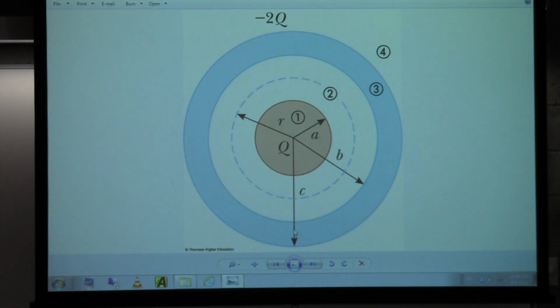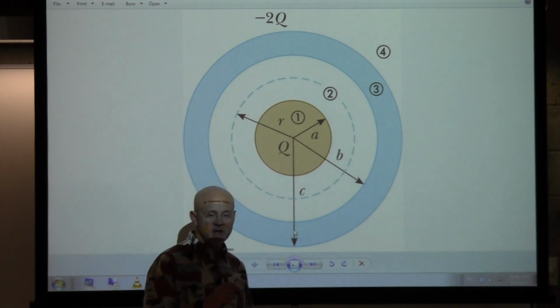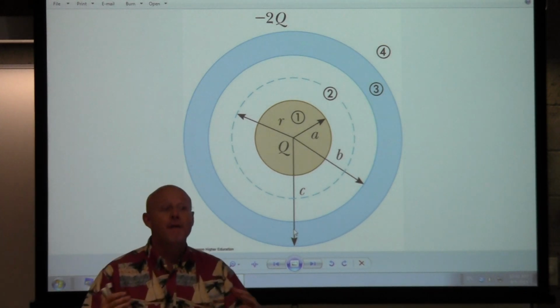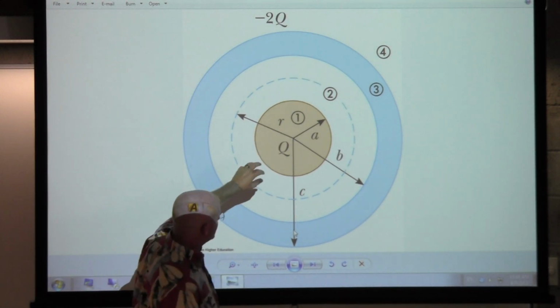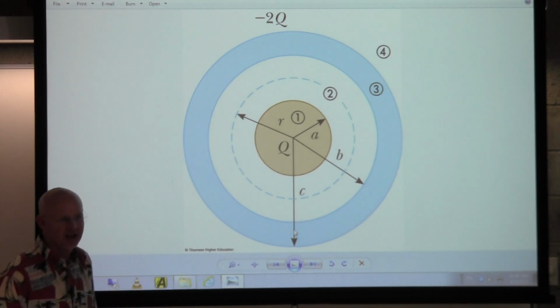Here we have a ball of charge Q, uniform charge inside the ball of radius A. That's the stuff we just did. Then we surround the ball with a shell, the blue shell. And the blue shell has a charge of negative Q. What is the electric field everywhere? Inside the ball, between the two objects, inside of the shell, outside of the shell.